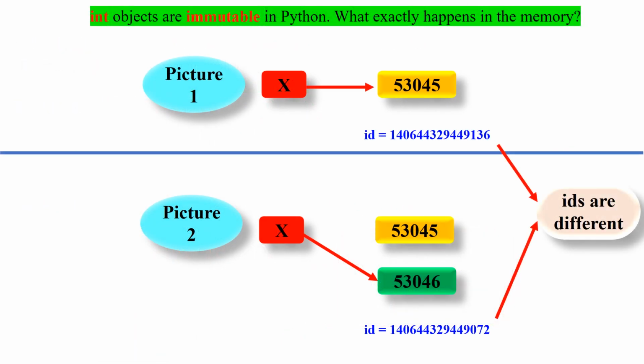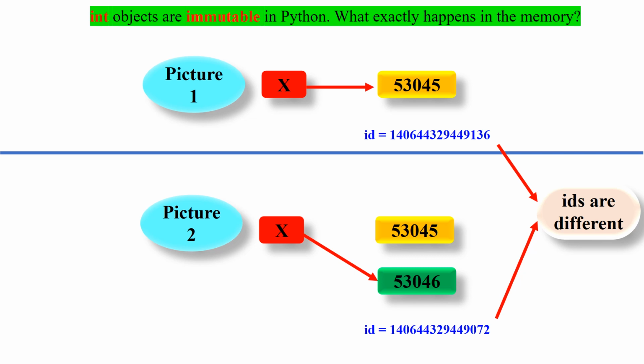Now, look at picture 1. After assigning 53045 to x by using x equals 53045, we had this state. Now, look at picture 2. After using x equals 53046, we created a new object and bound the name x to this new object. The other object with the value of 53045 is no longer reachable by x, or any other name in this case. Whenever we assign a new value to a name, in this example x, that is bound to an int object, we actually change the binding of that name to another object. So the ids are different.